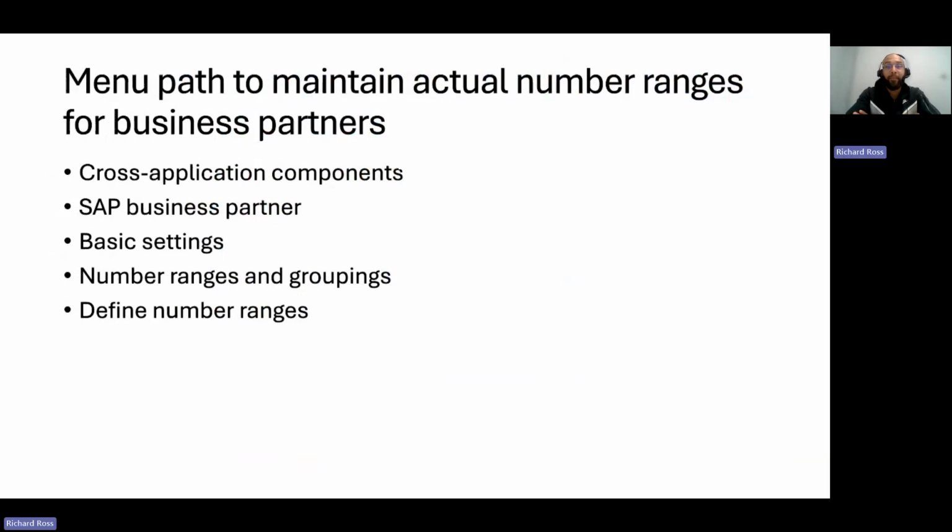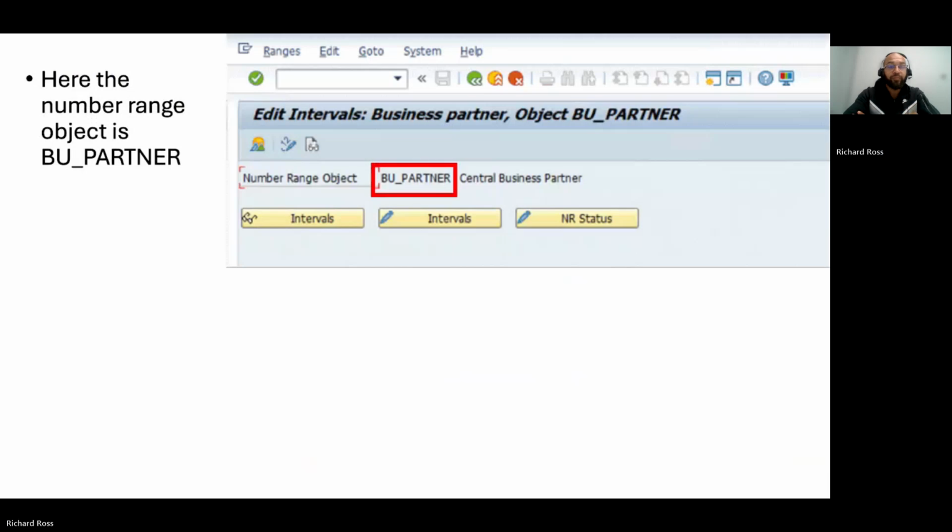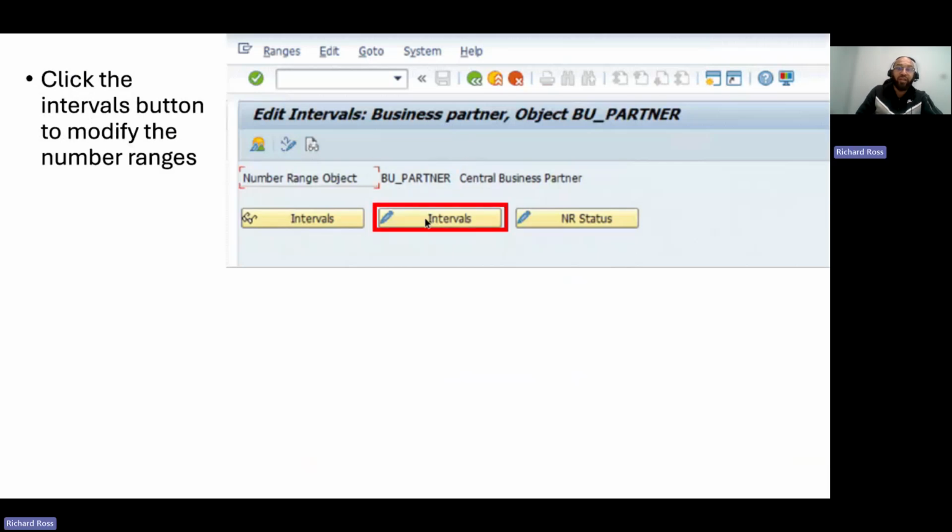Here's the menu path to maintain actual number ranges for business partners. Cross application components, SAP business partner, basic settings, number ranges and groupings, define number ranges. Okay, here the number range object is BU_PARTNER. I have it highlighted in red there. We're going to click on the edit intervals button so we can modify these number ranges.